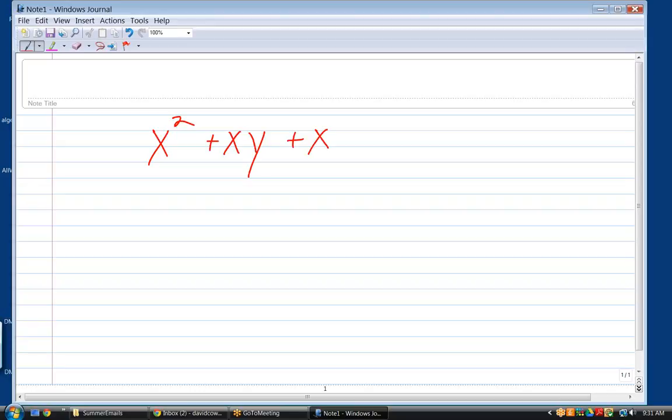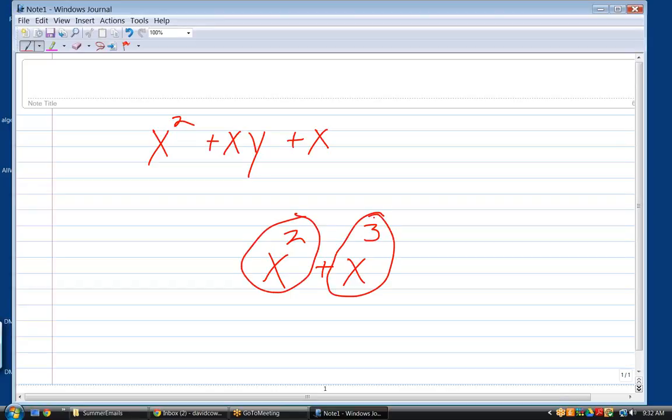Is it x to the fourth y? No. Well, let's talk about that answer. First of all, if I have this, I do not have x to the fifth. In other words, you cannot add apples and oranges. That is an apple, that is an orange.